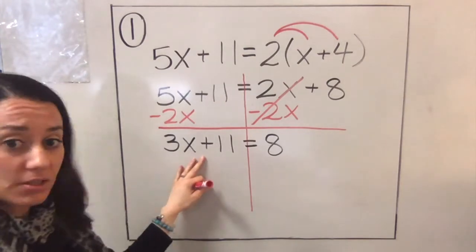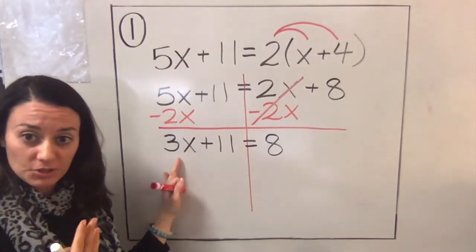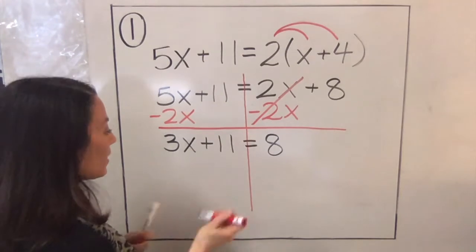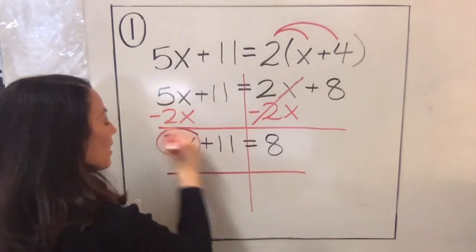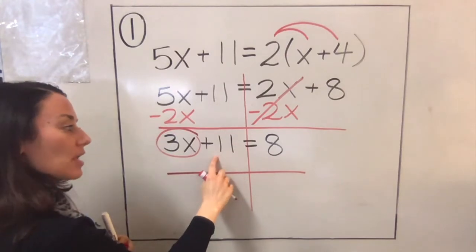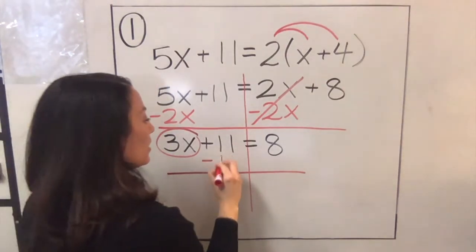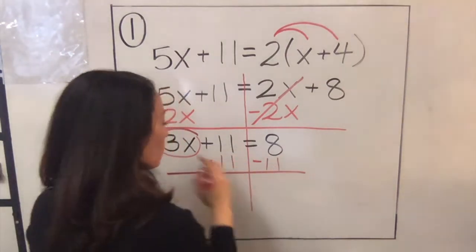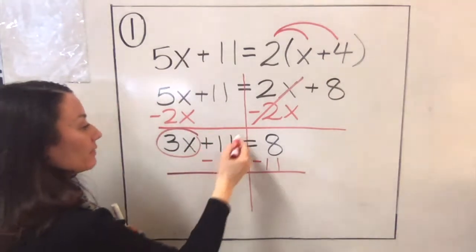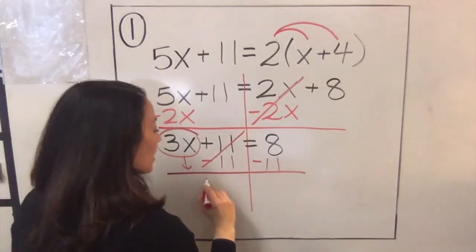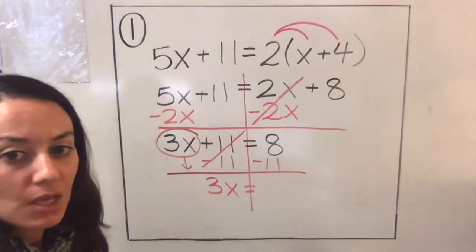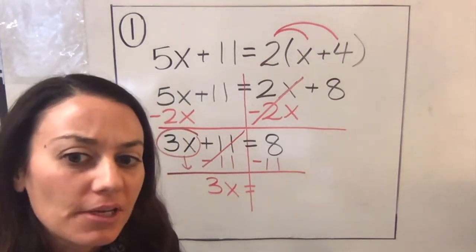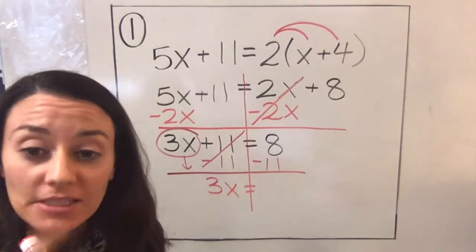Now we have an equation that looks like we can solve it, right? Because there's one variable term. Good. So we're going to make our second T, leave some space, circle 3x. Now, what is the opposite of positive 11? It's negative 11, both sides. Wonderful. Positive 11 and negative 11 make 0. Bring down the 3x. Now 3x is going to equal 8 minus 11. Is that positive 3? No, it's negative 3.